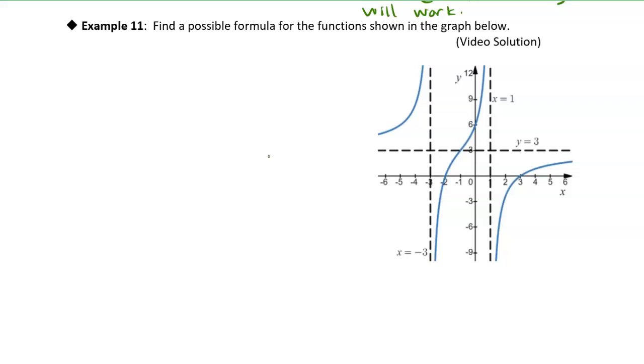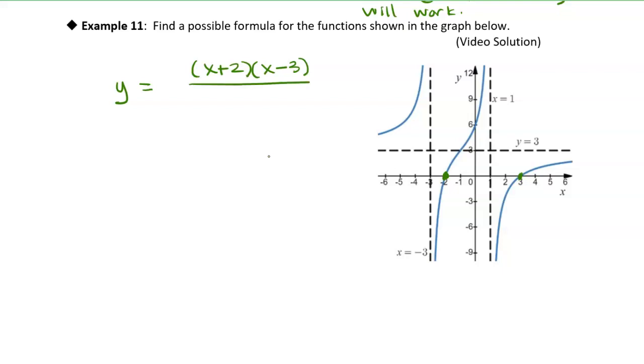Where are the zeros? It looks like we have a 0 here at -2, and we have a 0 here at 3, right? Because that's where it crosses the x-axis. So let's start with that. I'm going to start writing an equation, and I know that the function is 0 at those 2 points, so that means I have to have a factor of x plus 2, right? Because when I put in -2, it would be 0. And I would have to have a factor of x minus 3, right? In order to get the zeros that I want.